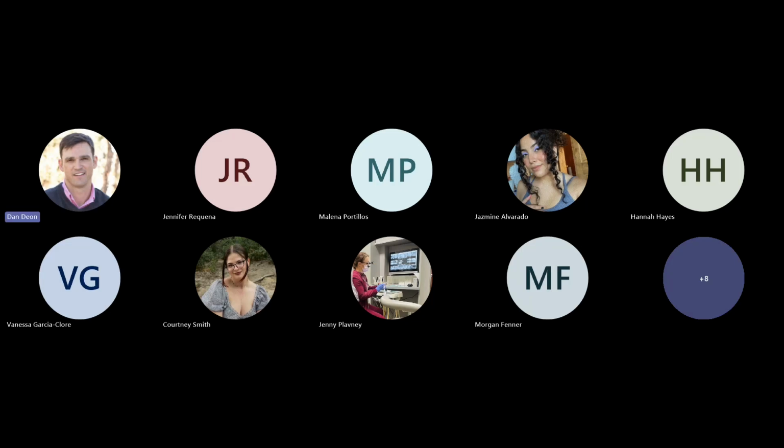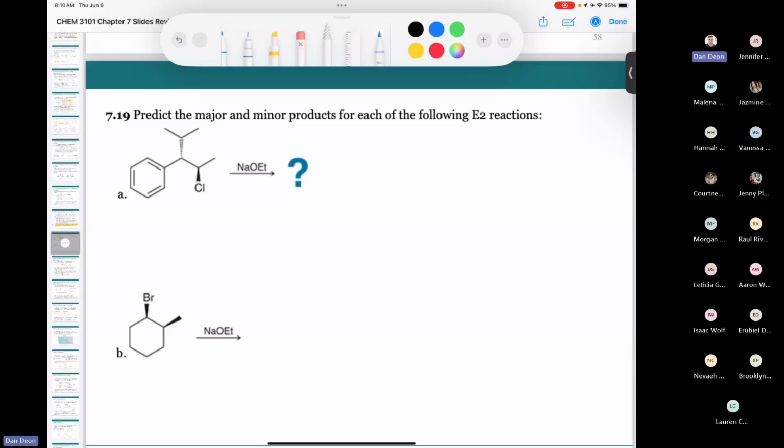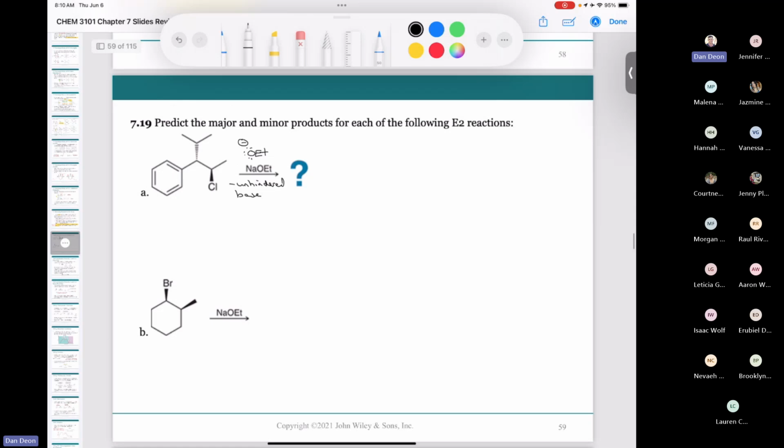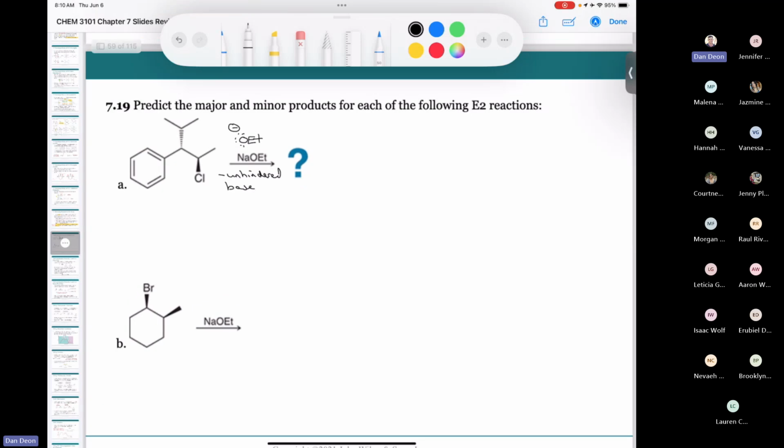Okay, Chemistry 3101. We said we were going to start off with question 7.19. We have our sodium methoxide, which is an unhindered base. And remember that ethoxide is an unhindered base. And so when we have an unhindered base, what does that mean? It means that the Zaitsev product is going to predominate. So we'll put here Zaitsev. Zaitsev is the major product.